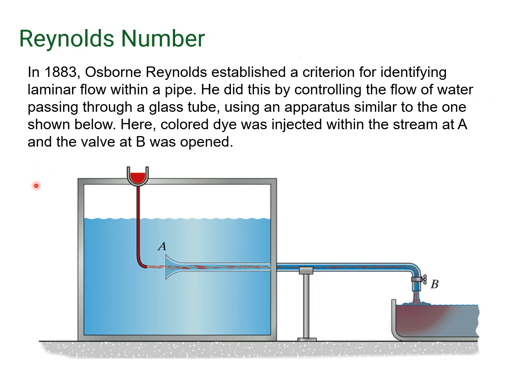So it all starts off reviewing what's known as the Reynolds number. The Reynolds number came about in 1883 when Osborne Reynolds established a criterion for identifying laminar flow within a pipe. He did this by controlling the flow of water passing through a glass tube using an apparatus similar to the one shown below. Here, colored dye was injected into a stream at A, and he observed the flow through the pipe as it went out through B, as valve B was opened.